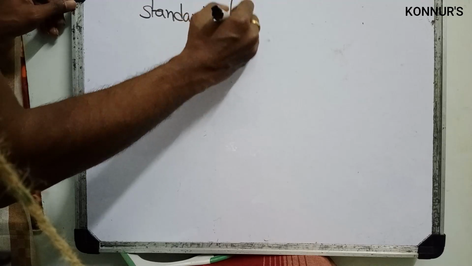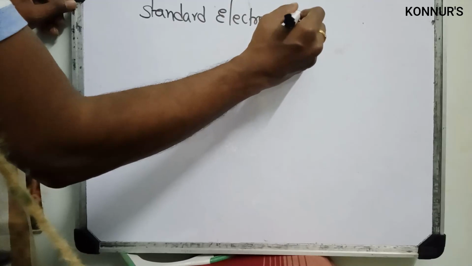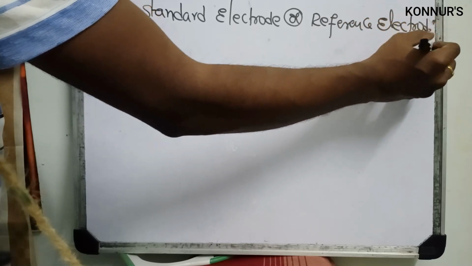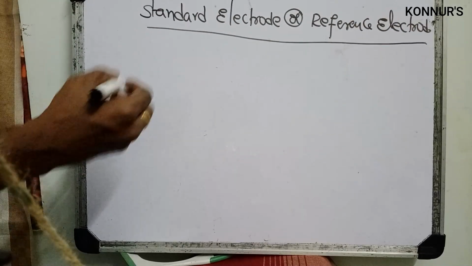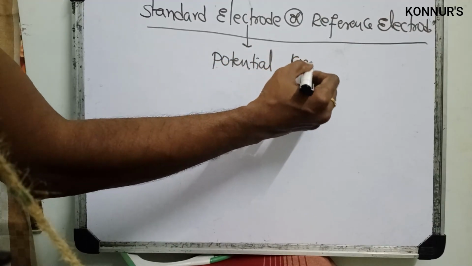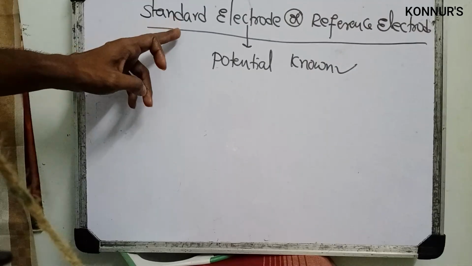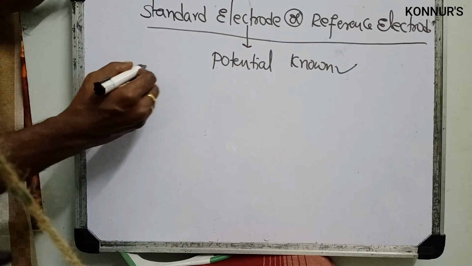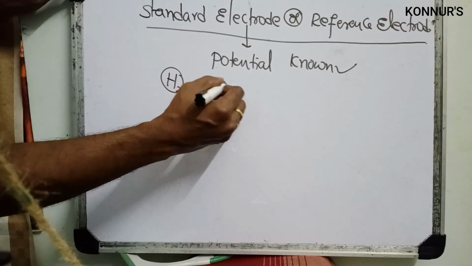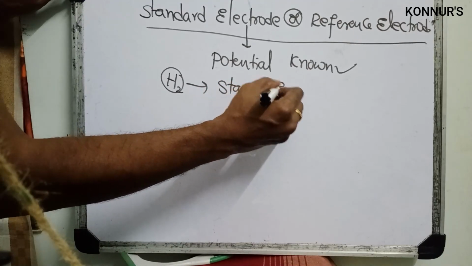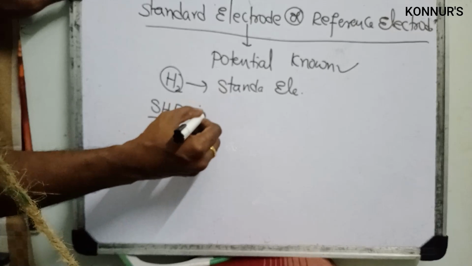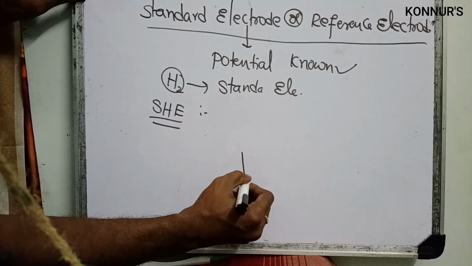Next important topic: standard electrode, otherwise called reference electrode. If we know the potential of an electrode, then that electrode is called a standard electrode or reference electrode. Scientists have taken hydrogen as the standard electrode, so this is also called the standard hydrogen electrode.